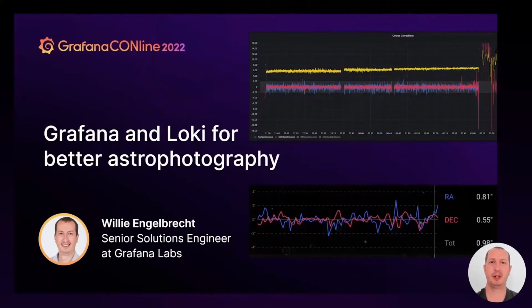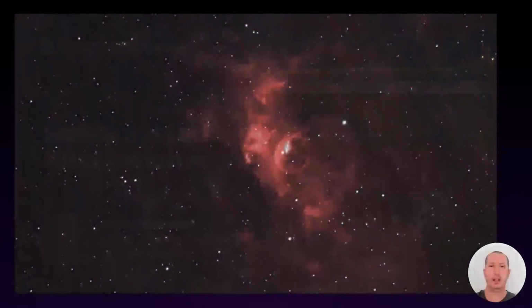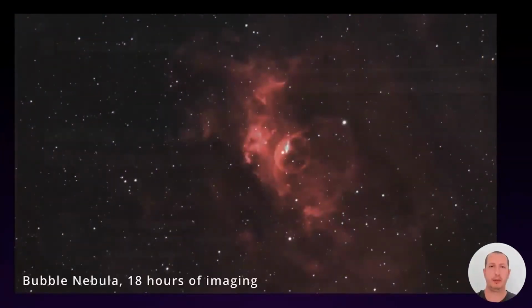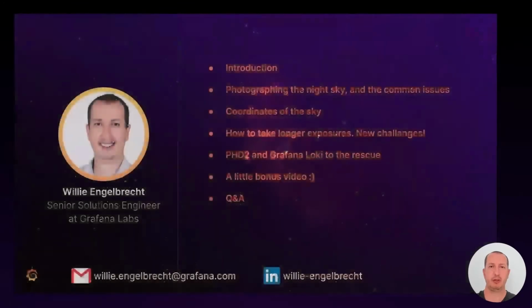Today I'd like to share with you how I'm using Grafana and Loki to improve my astrophotography and remove those annoying star trails we see in our images. If you've ever taken images of the night sky before, you will know that after taking long exposures of more than 5 or 10 seconds, your stars will start to trail. However, if you'd like to capture stunning images like this one, you also need multiple or very long exposures. Now, how do we do this?